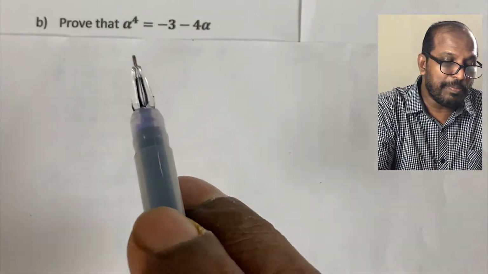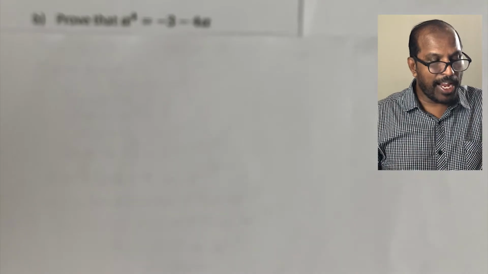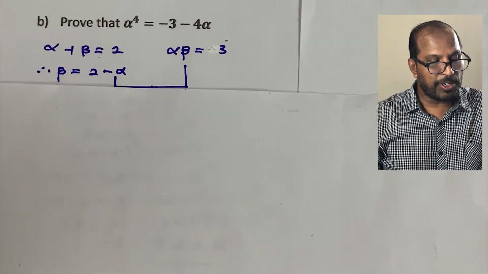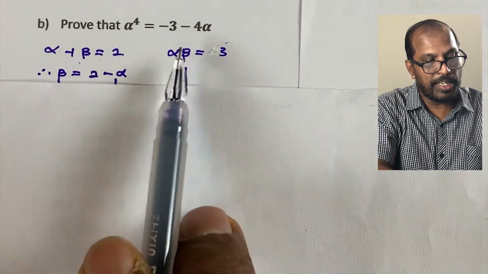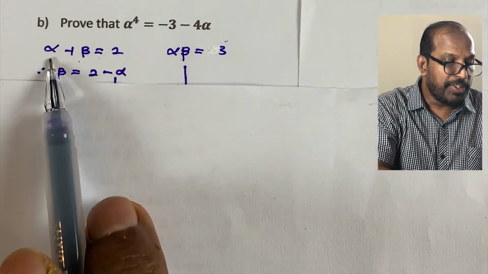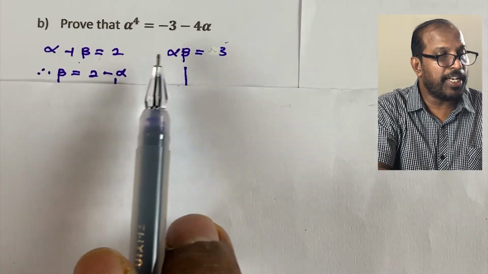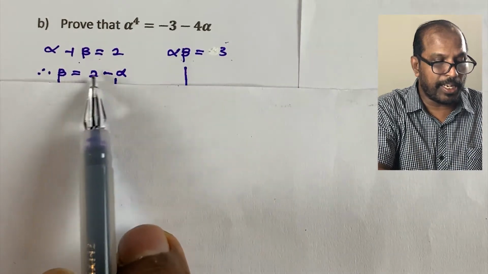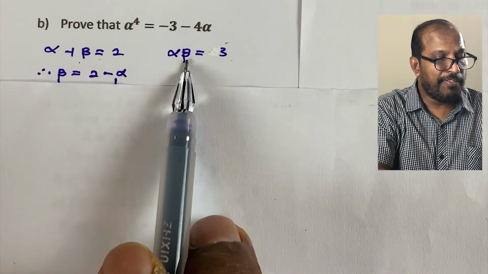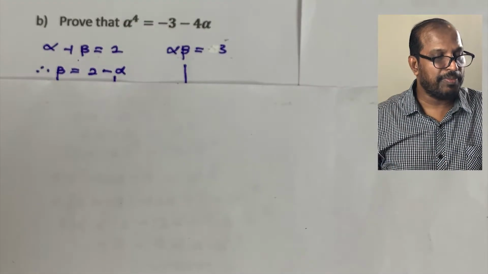So what that means is I must eliminate beta. That's why I have two equations: the sum of the roots equation and the product of the roots equation, which is alpha plus beta equals to 2 and alpha beta equals to 3. So from here, I'm going to eliminate beta. Beta equals to 2 minus alpha. Therefore, alpha beta equals to 3.